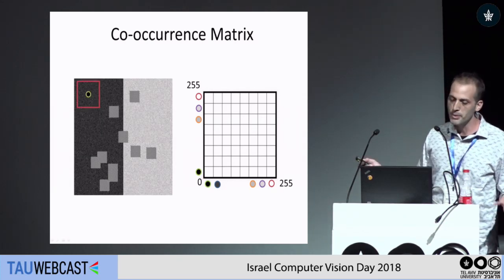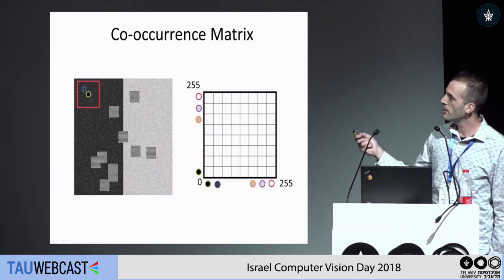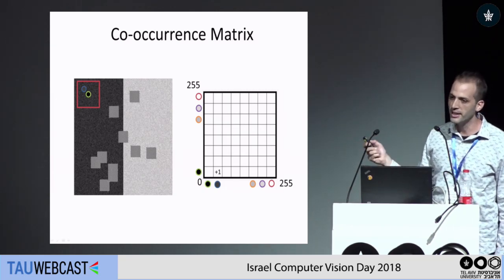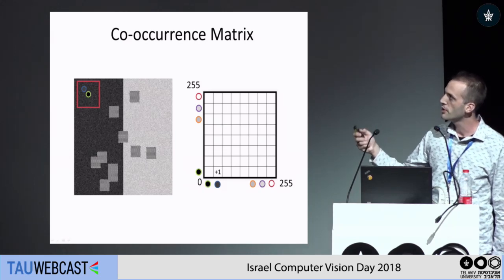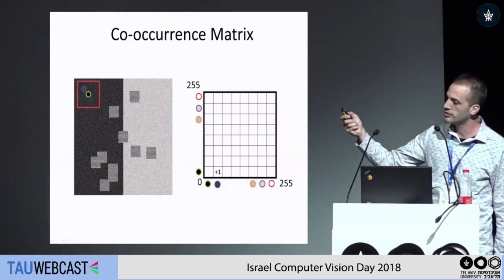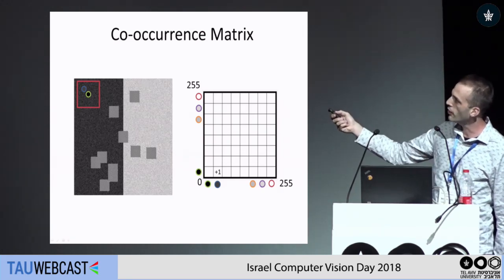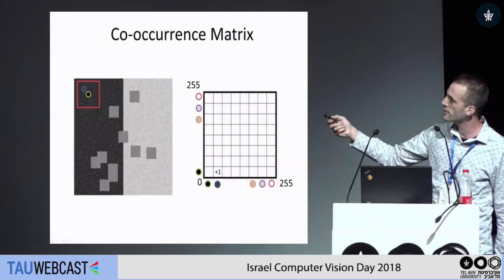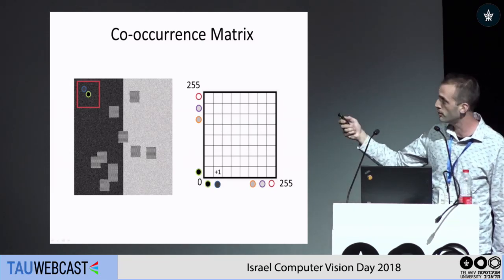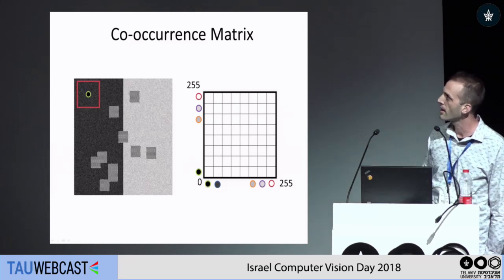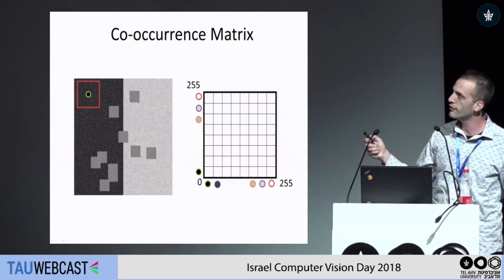What we do is we pick a pixel and choose one of its neighbors, and then we vote in the co-occurrence matrix in entries according to those pixels' values. So we have a black pixel circled green and a gray pixel circled blue. So in the co-occurrence matrix, we go to the entries of black circled green and gray circled blue, and vote +1. But we don't do it just for one neighbor. We do that for all of its neighbors.